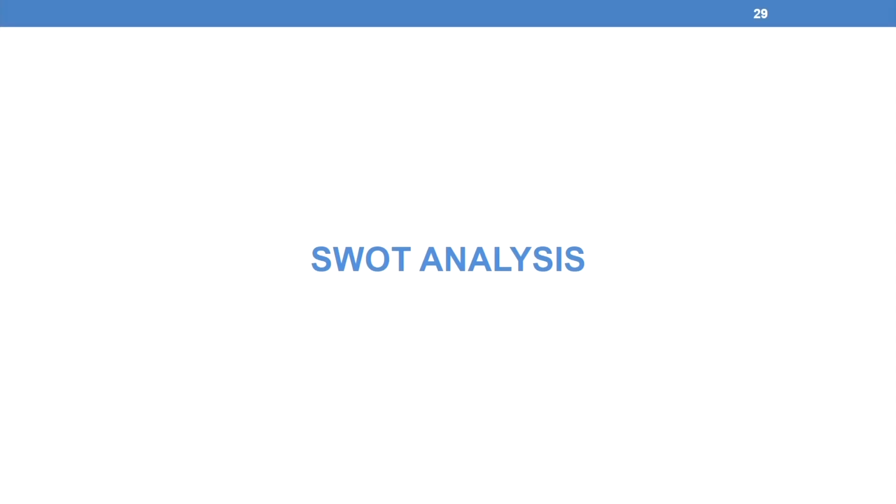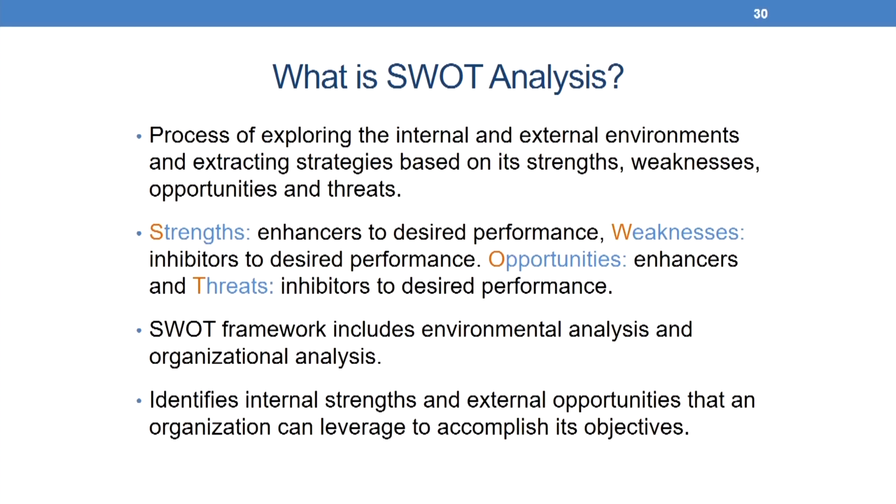As I said in the beginning of this lesson, SWOT analysis as a tool is taken up separately and sometimes as a part of the logical framework analysis, which is why I have put them together. Let us see what SWOT analysis is. It is basically a process of exploring the internal and external environments and extracting strategies based on strengths, weaknesses, opportunities and threats. Strengths are enhancers to desired performance, weaknesses are inhibitors to desired performance, opportunities are enhancers, and threats are inhibitors. So basically strengths and opportunities are enhancers, and weaknesses and threats are inhibitors.